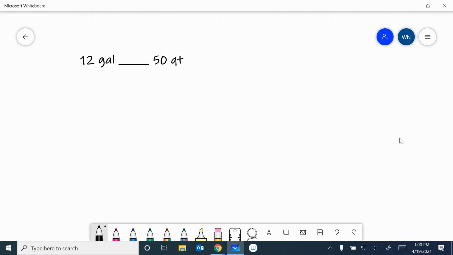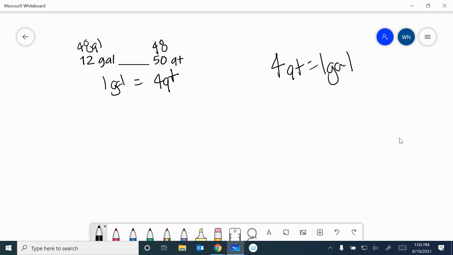Try this one, 12 gallons to 50 quarts. For this one, I know there are 4 quarts to 1 gallon. So 1 gallon equals 4 quarts. So if I multiply 12 gallons times 4 quarts in a gallon, 12 times 4 is not 50. 12 times 4 is 48. So this is 48 quarts to 50 quarts. So it is less than, 48 quarts is less than 50 quarts.